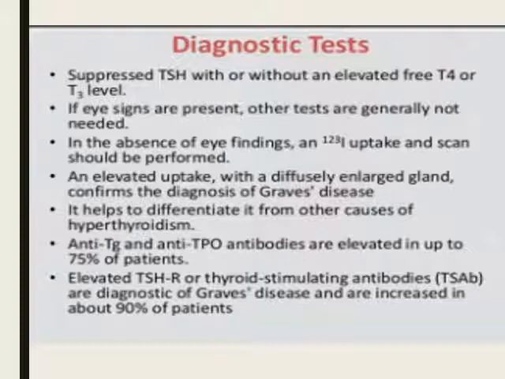In Graves' disease, there is diffuse enlargement of the gland and uptake is diffuse, while in case of multinodular goiter, there is increased uptake and it is in multinodular form. While in case of a solitary nodular adenoma, there will be only a solitary lesion. Anti-thyroglobulin antibodies and anti-TPO antibodies are elevated in up to 75% of the patients, while TRAb or thyroid stimulating antibodies are diagnostic of Graves' disease and are increased in 90% of the patients.